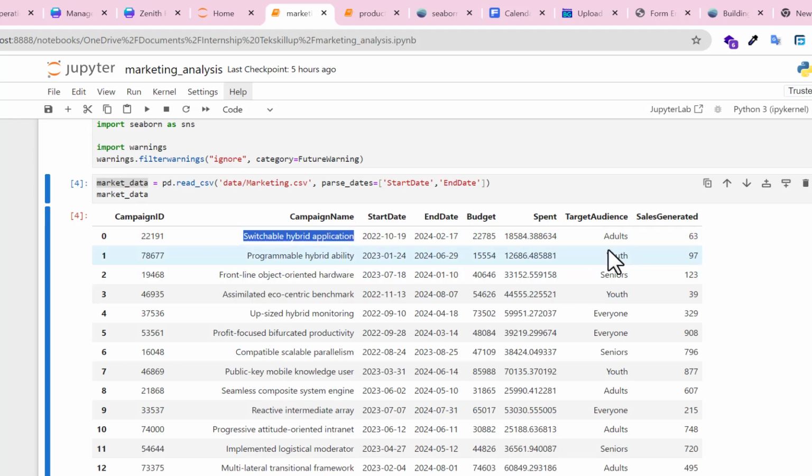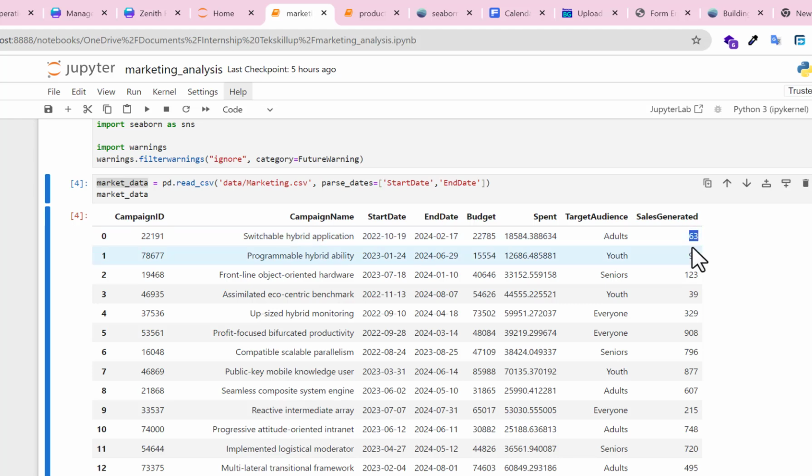Now, for this campaign the company targeted this audience, adults. There are no specific details of the age bracket of these adults. We just know these are adults: we have youth, seniors, everyone. And then this is the amount of the budget. This is the start date of the campaign, the 19th of October 2022, and this campaign ended on the 17th of January 2024.